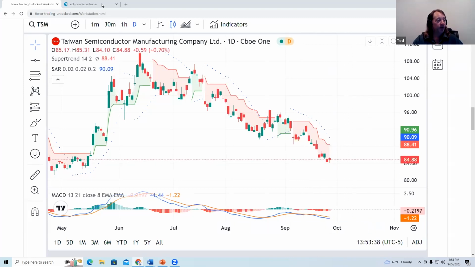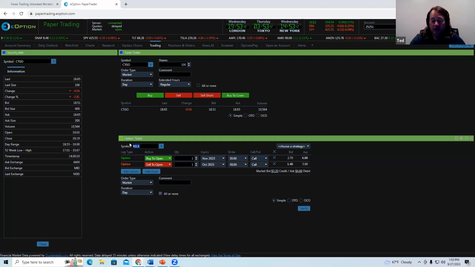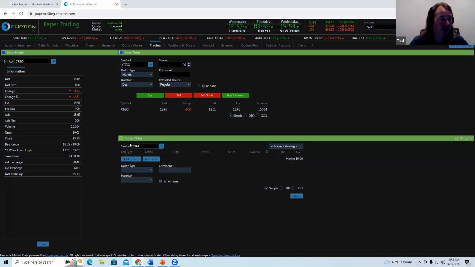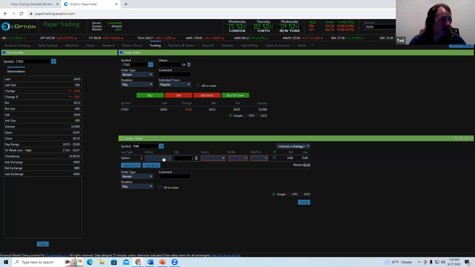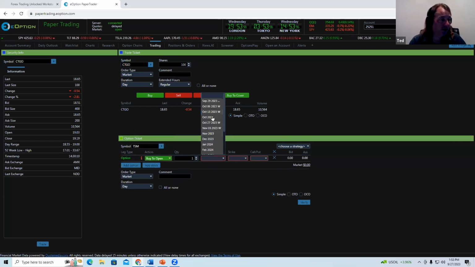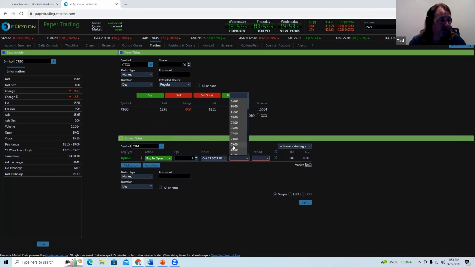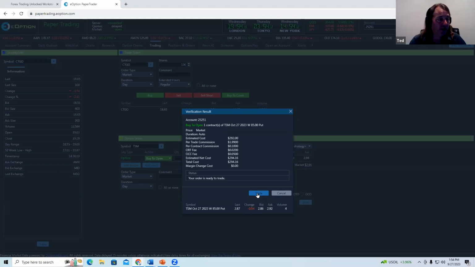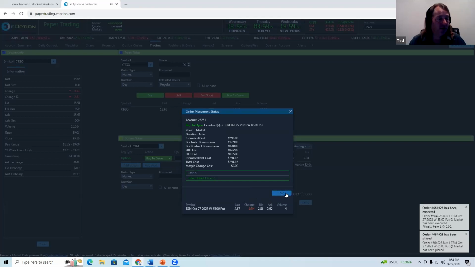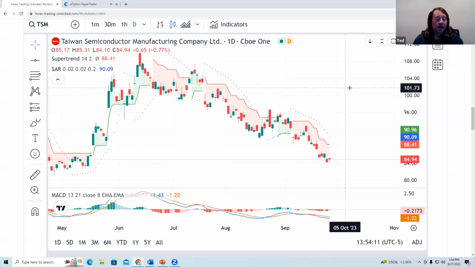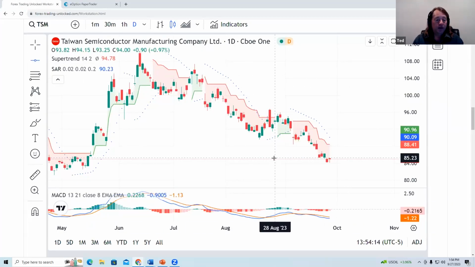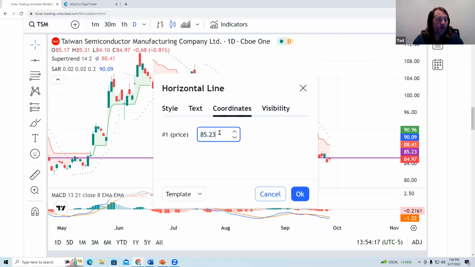So let's see, the market's at 84.88. TSM, buy to open, October, the 85 put. Okay, this would be right here, the $85 put for just under $300. This is your trade for this one here.